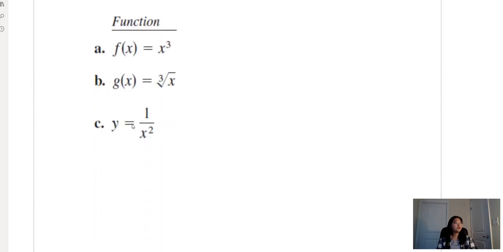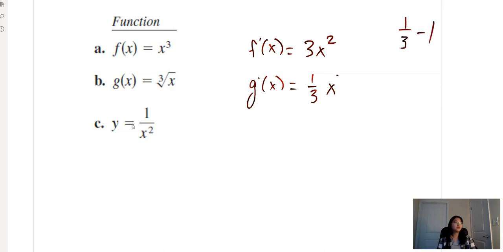So try out those derivatives and see how you do. Pause. All right. So f prime is 3x squared. Just take the power and reduce it by 1. G prime is 1/3 x, and then we have a 1/3 minus 1, which is negative 2/3. And here we have y prime is, well, this is x to the negative 2. So then I take my power out front, x to the negative 3, because negative 2 minus 1 is negative 3. All right.